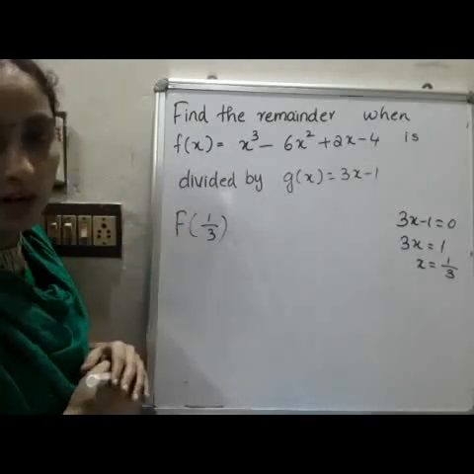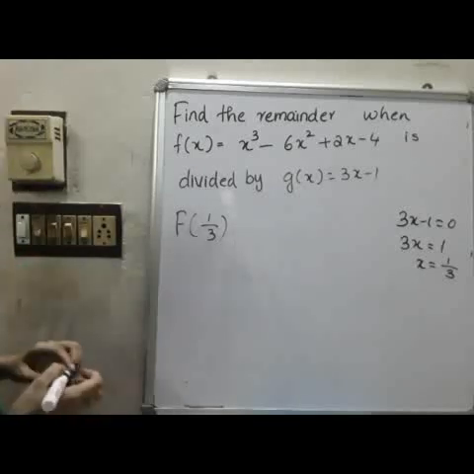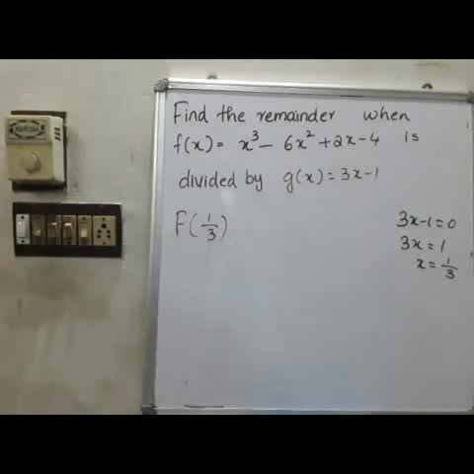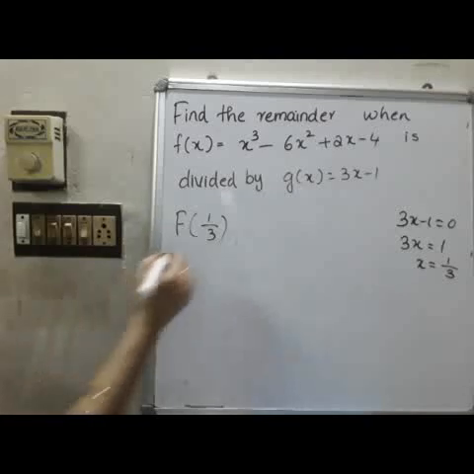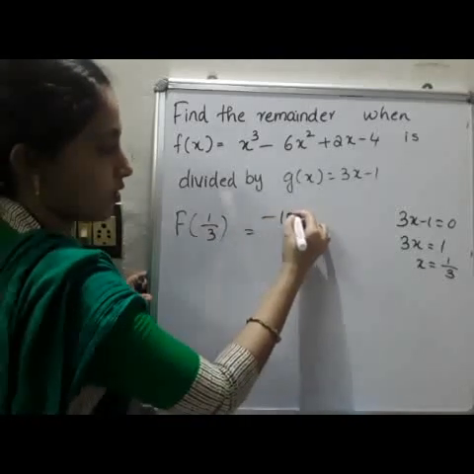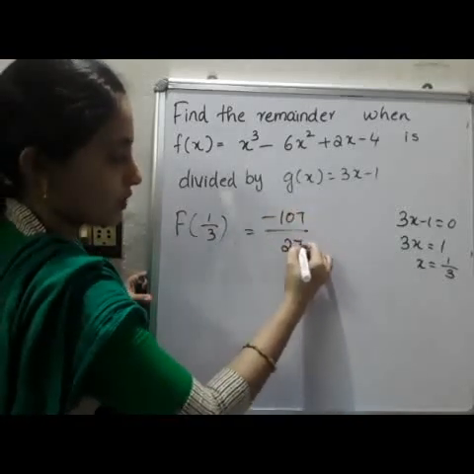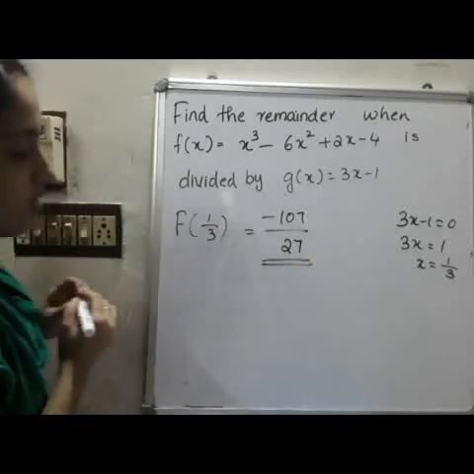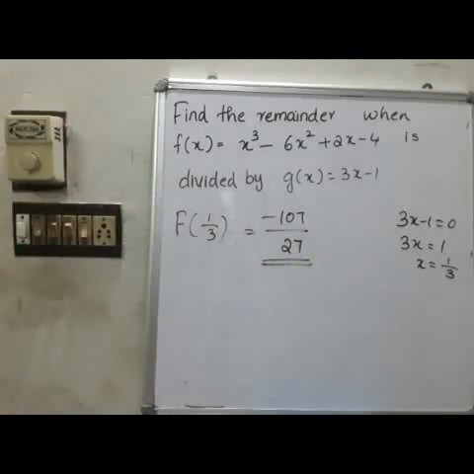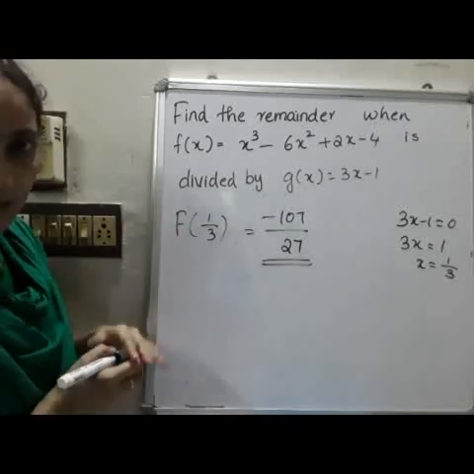Likewise here, f of 1 by 3 you have to do by yourself, and the answer you got should be minus 107 divided by 27. So please check whether you got this answer. That is minus 107 divided by 27.